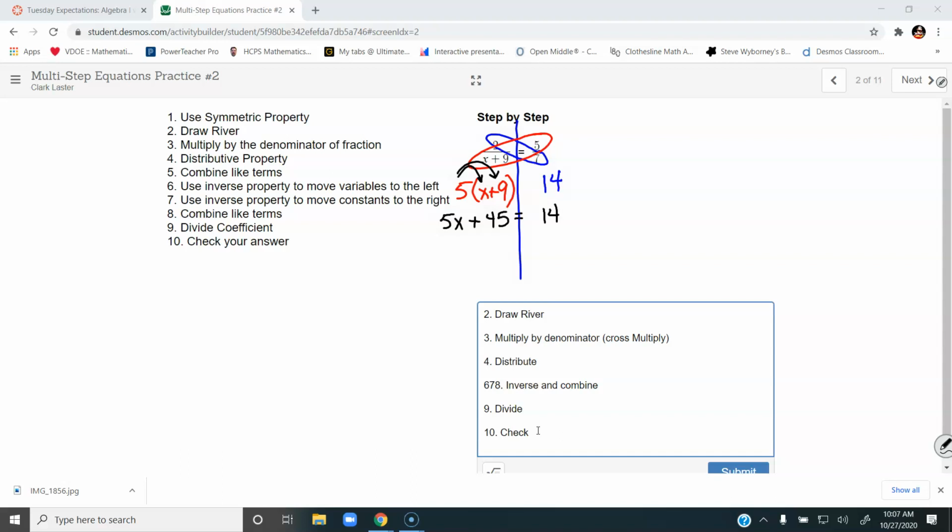Okay? So now I've done the distributive property. So I've done 2 of them. So now I'm going to type those things in right into my calculator. So I can't really type number 2 in, but I can say this is going to make 5 times x plus 9 is equal to 14.